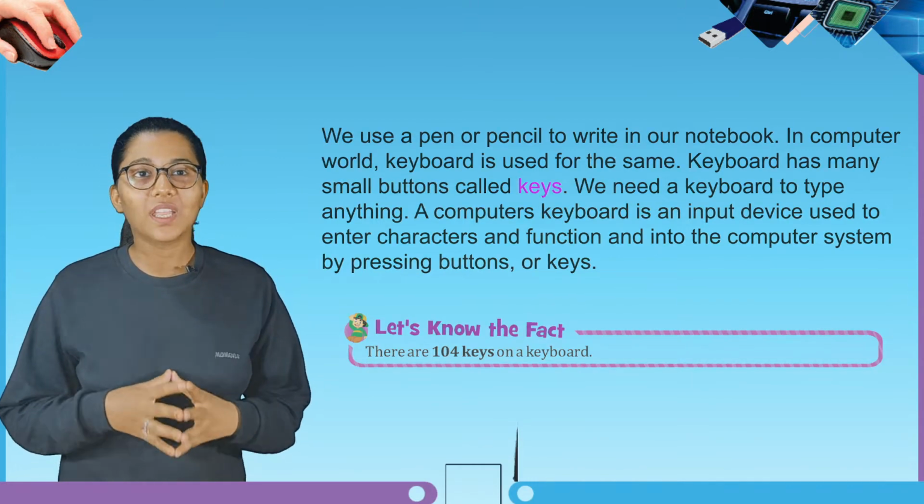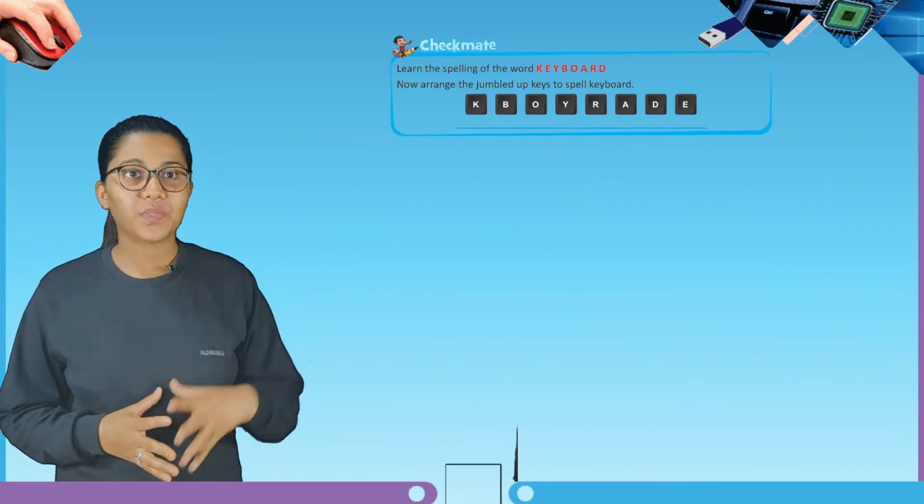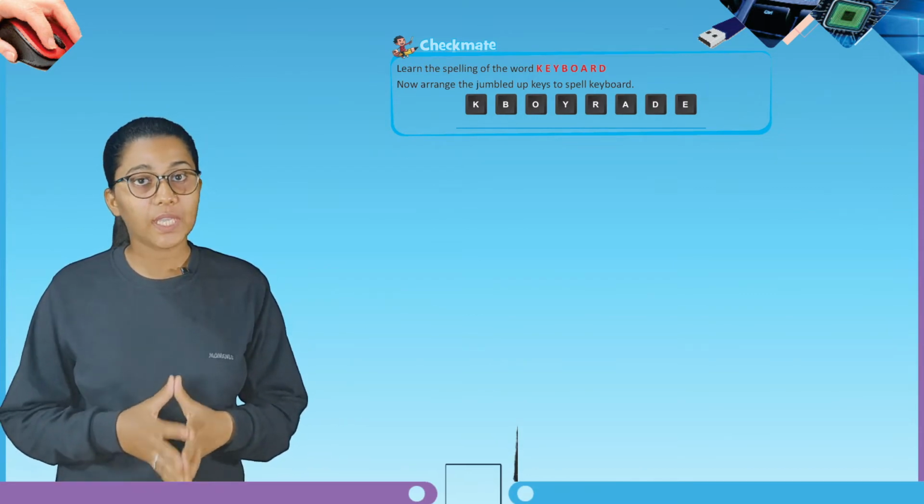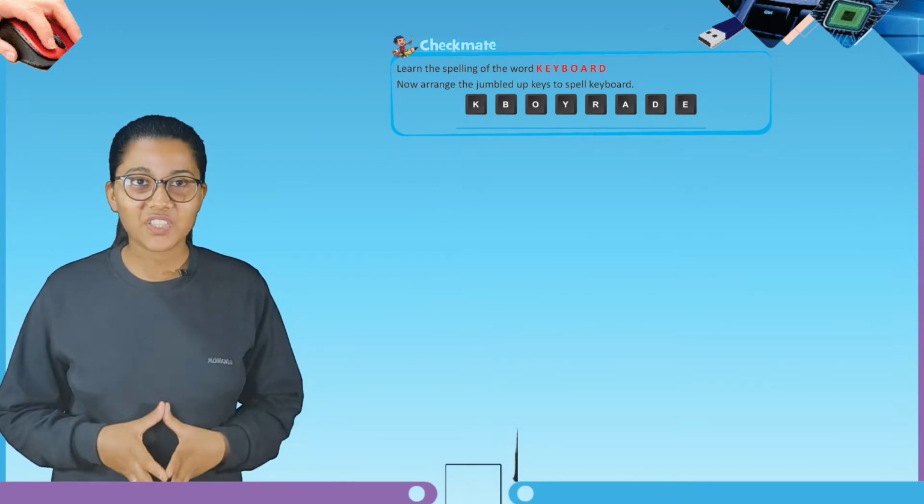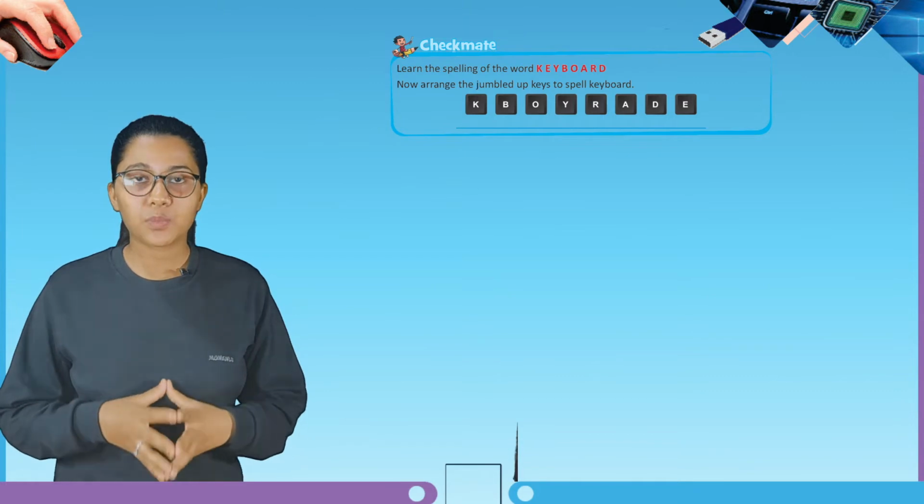So students, now we have checkmate. Learn the spelling of the word keyboard. Now arrange the jumbled up keys to spell keyboard.